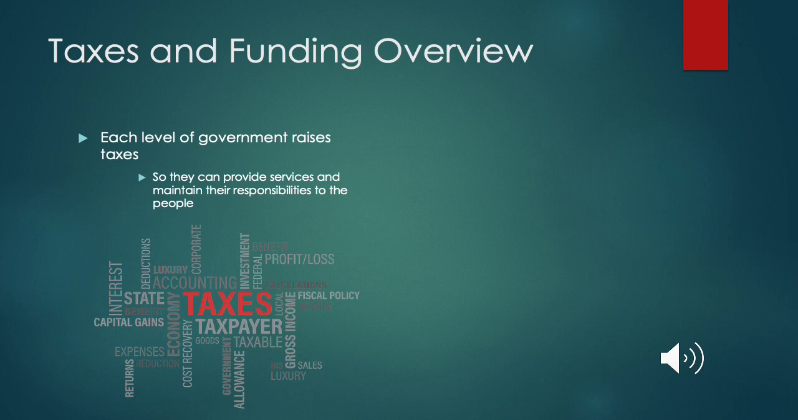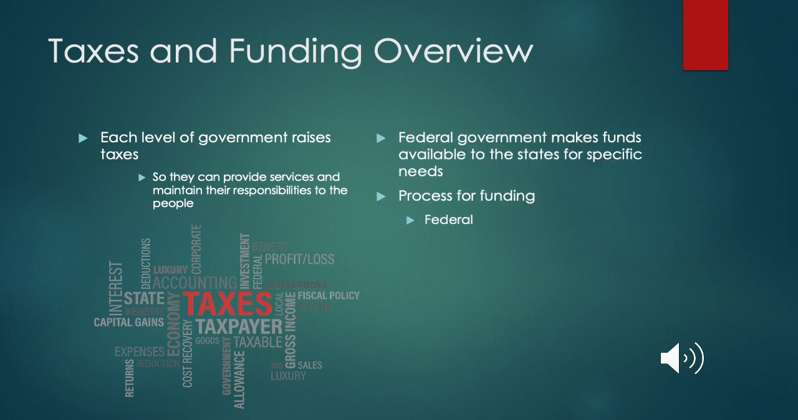The federal government makes funds available to the states for specific needs, for example, health care or the building of roads and bridges. But if the state government does not ask for the funds, then that state does not get the allotted funding. And if the local government does not ask for the funds from the state, then the local municipalities don't get those funds for those local projects.